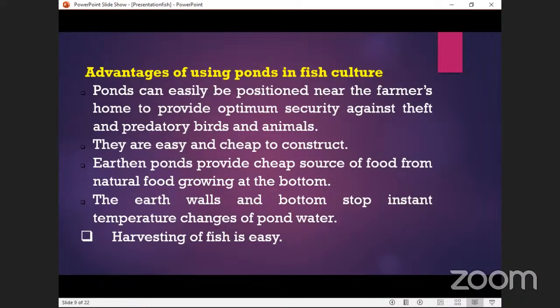The other point says the earth walls and the bottom stop instant temperature changes of water pond. The soil has the ability to maintain a certain temperature for a given period of time, compared to when you have cemented the pond, or if you have put tiles. The temperatures will keep on changing until they become unfavorable for the fish. And then the last point says harvesting of fish is easy.